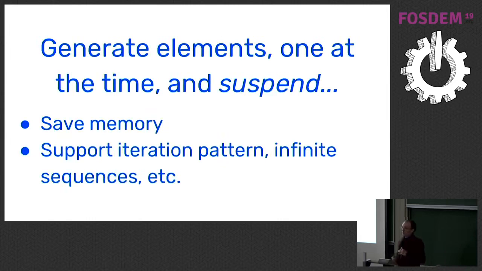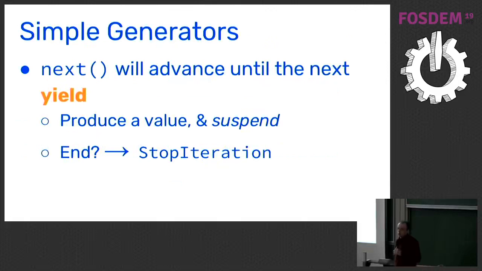So the idea is, we save memory and we support the iteration pattern, and at a point in time, the generator is going to give us the value we need for that particular moment, and it's going to suspend there. And it's going to be there until we call it again with the next value that we need. So a new keyword was introduced, yield, and this works with two very simple concepts.